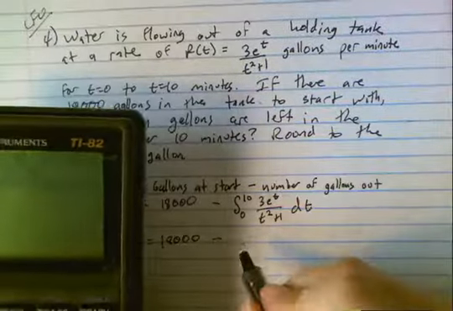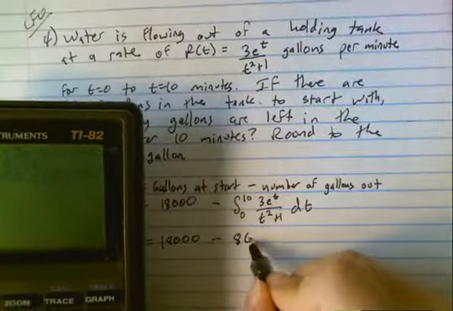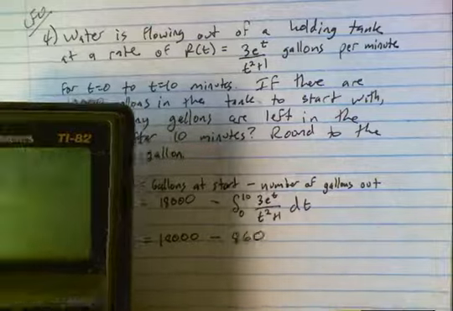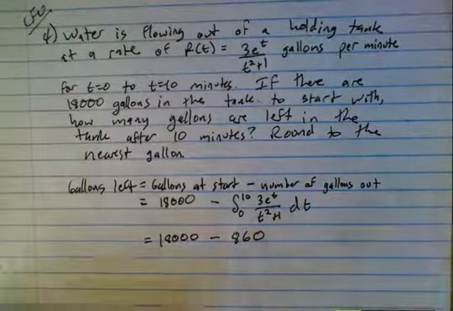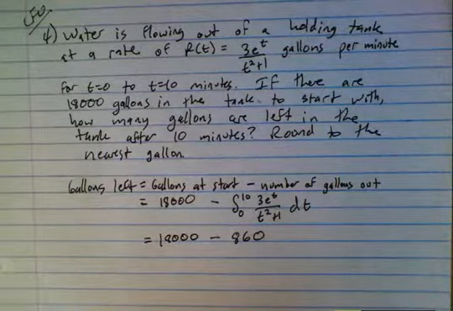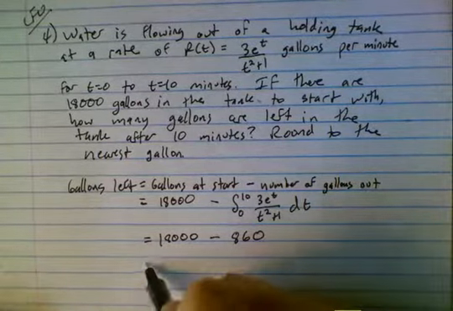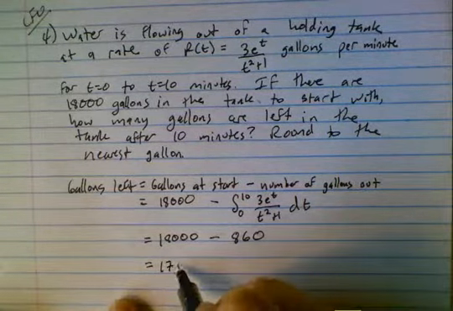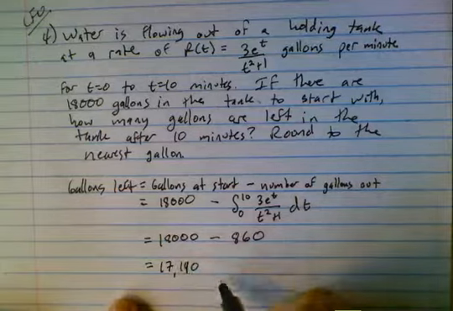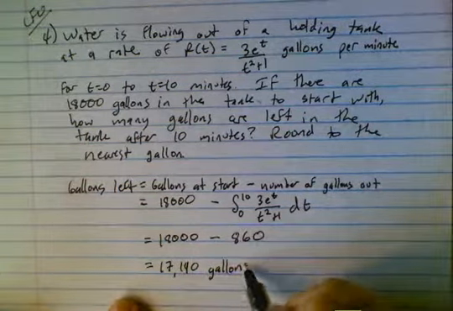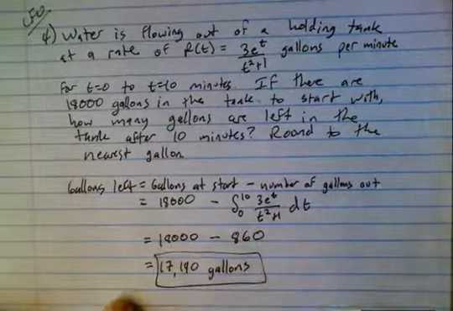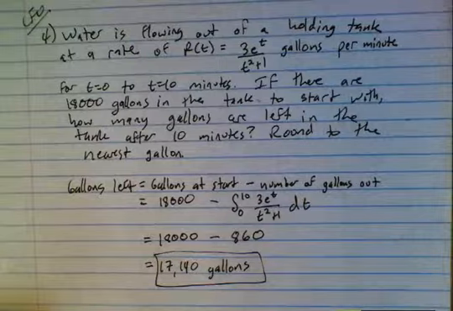So that tells us, we round up, so 860 gallons flow out, and if we do 18,000 minus 860, that gives us 17,140 gallons. That concludes these notes.